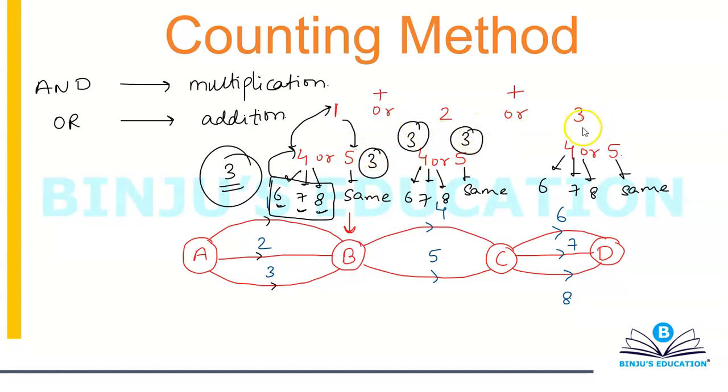Same here. So when you start with 3, you go to 4. When you go to 4, then it's 6 or 7 or 8, again 3 ways. Then from 3, if you go to 5, then again you go the same way, 6 or 7 or 8, that's again 3. So 6 ways for this, 6 ways for the second, and 6 ways for the first. And in the middle you have a plus sign, so 6 plus 6 plus 6, that's 18 ways.